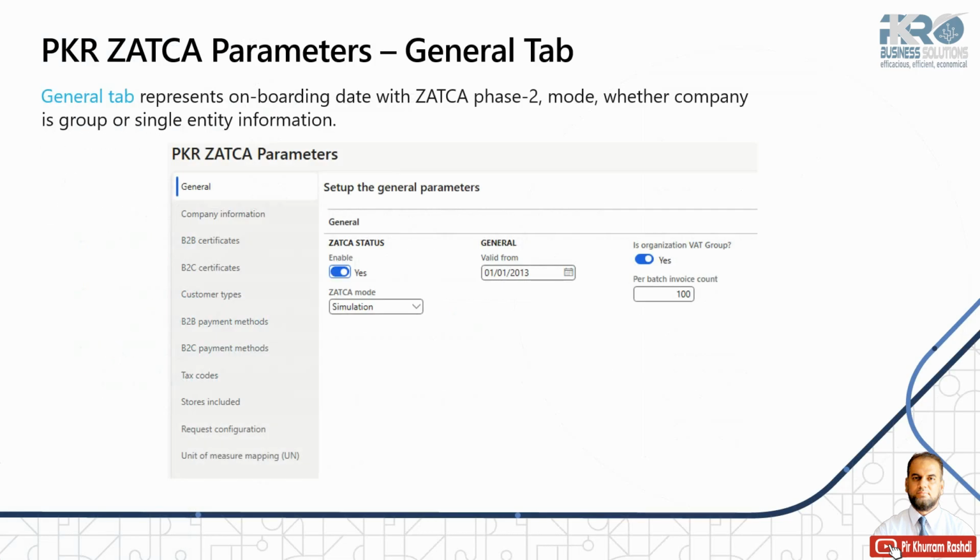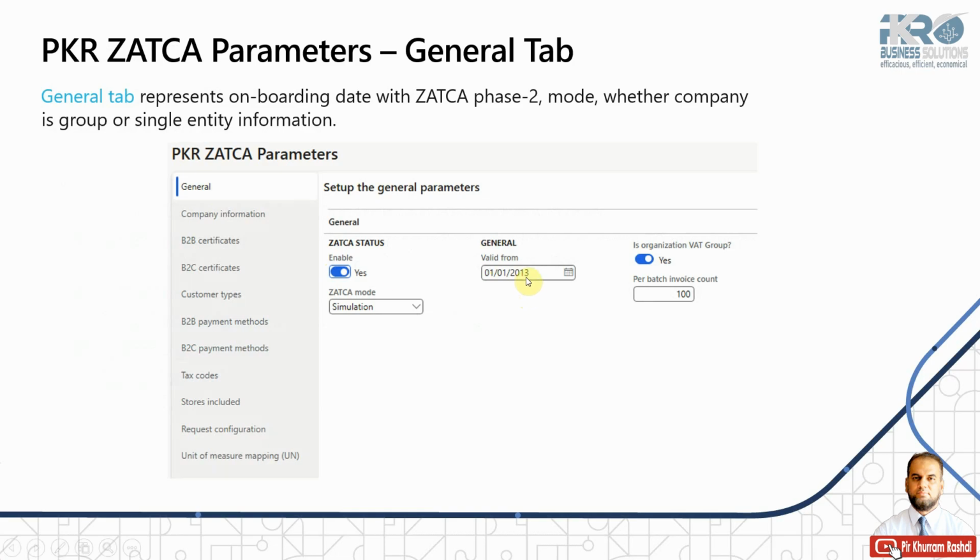Okay, now we will jump into our PKR ZATCA parameters. There are various tabs, as you can see on the left-hand side. So we will start with the General tab first. What is the General tab? It provides some features, like whether our solution is enabled. So there is a checkbox called Enable, and yes means that the ZATCA status is enabled based on the onboarding date.